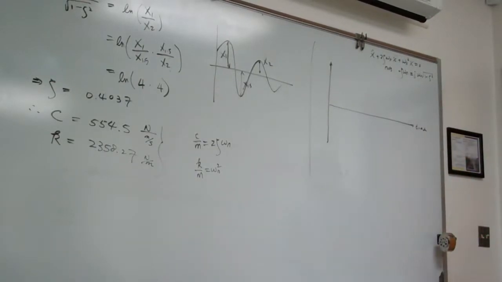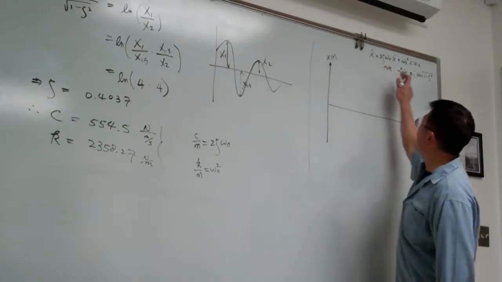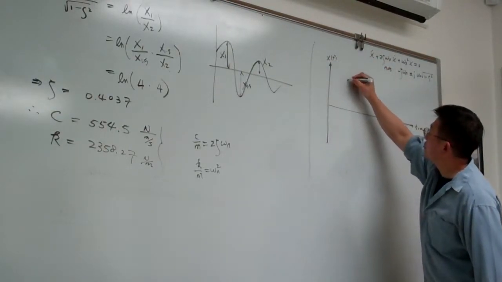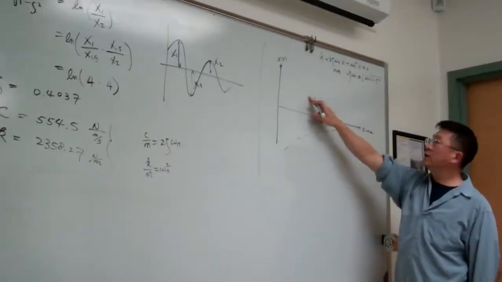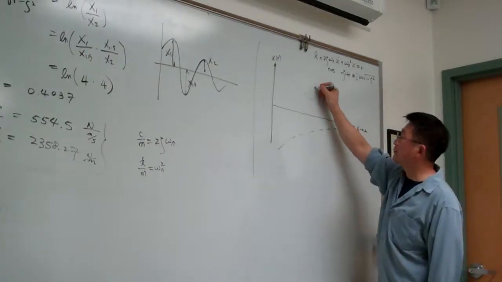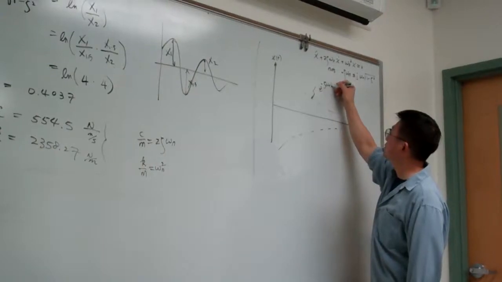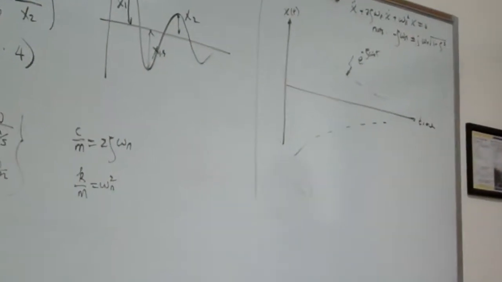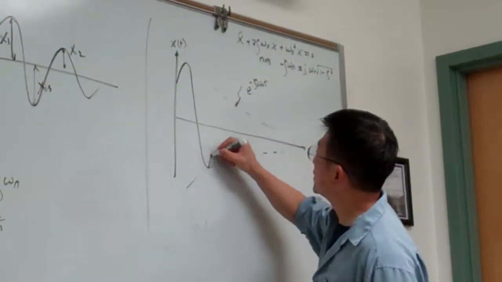From here we know the response, and based upon this information, the envelope is determined by the real part, e to the minus zeta omega n t. And the amplitude, the vibration, is basically vibrating in this way.